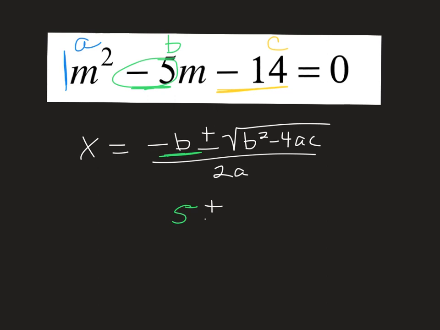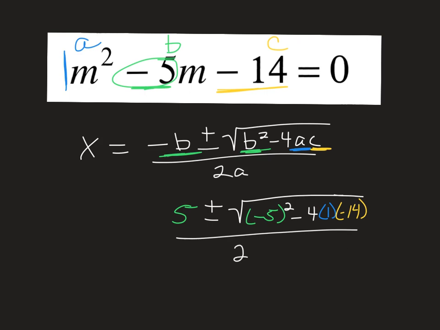I'm going to write the plus or minus because that's part of the formula. My square root, again, because that's part of the formula. B squared is going to become negative 5 to the second, minus 4. A is that 1. C is that negative 14. And all of this is on top of 2 times A, which is 1.